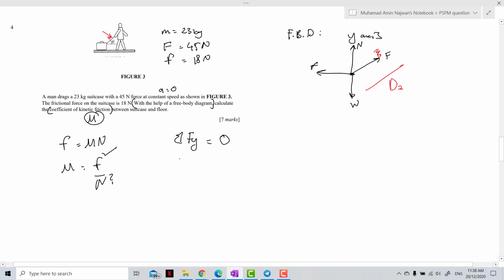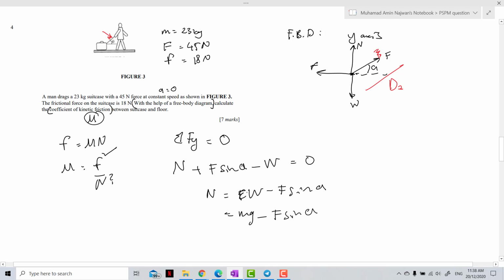So, kita punya summation of Fy here is normal tambah dengan F sin theta. Okay, here ada angle theta here. Tolak weight sama dengan kosong. So our normal here should be equal to weight tolak F sin theta, which is equal to mg tolak F sin theta. So M kita ada, G kita ada, F kita ada, theta kita tak ada. So how do we find theta here?